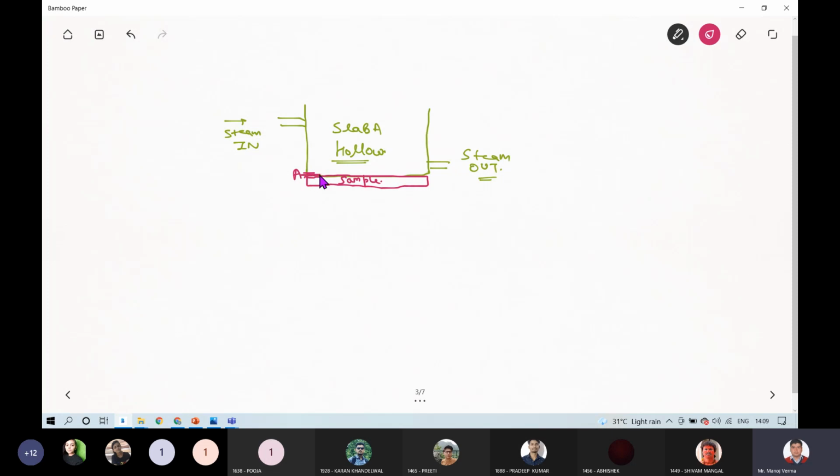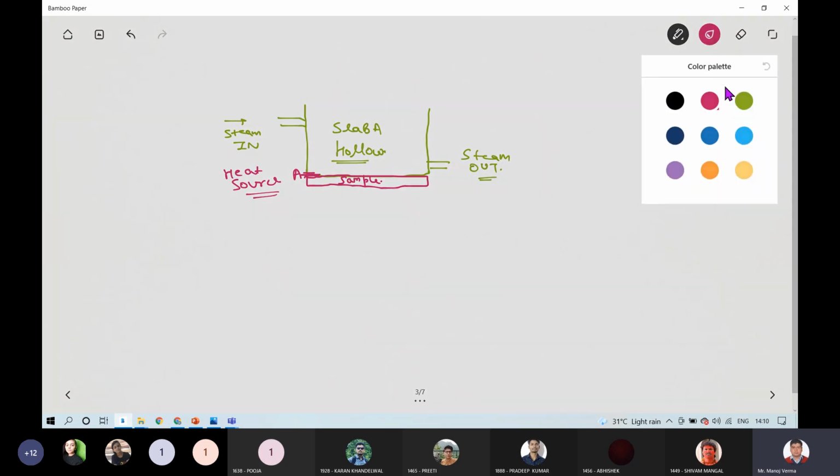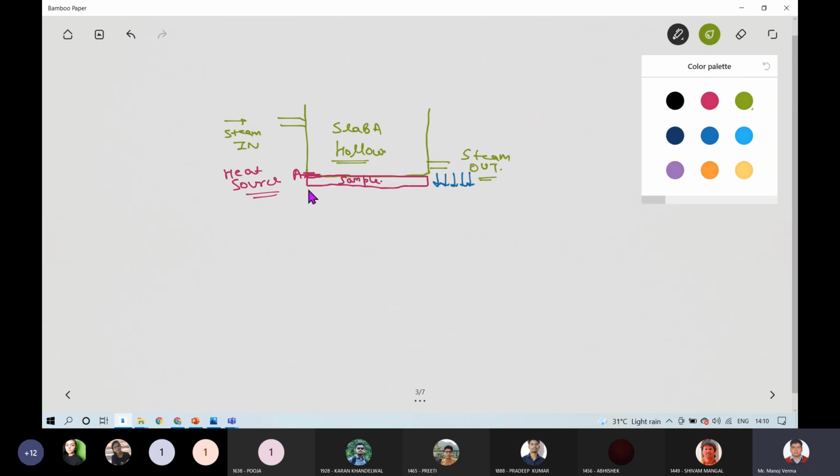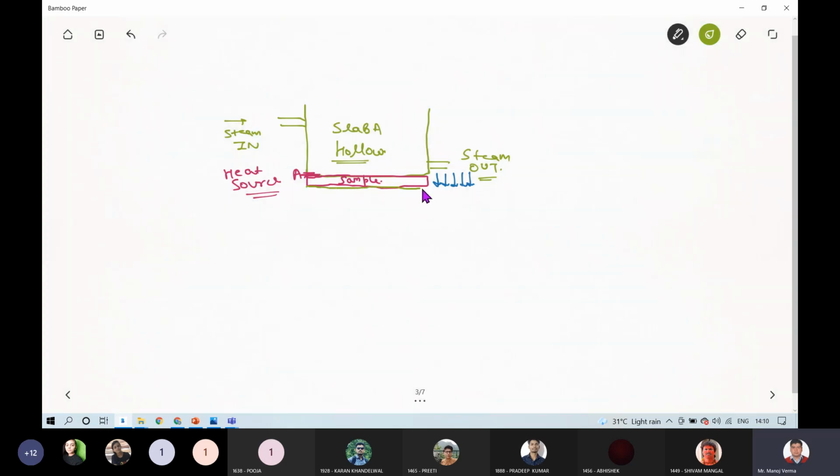This A interface is actually acting as a heat source. So with the help of this steam, you are actually heating the slab A, and this heated slab A on the top surface of the sample will provide you the heat energy. This heat energy will travel through the sample through conduction, and it will be passed to slab B.